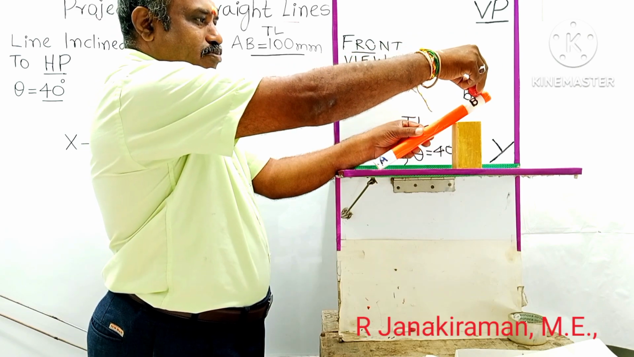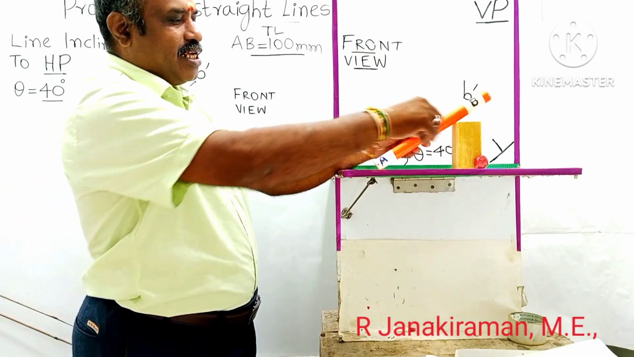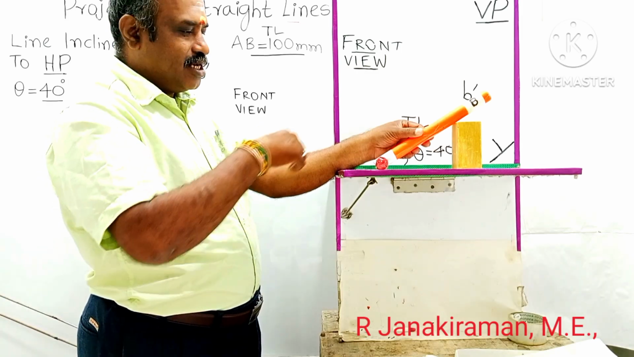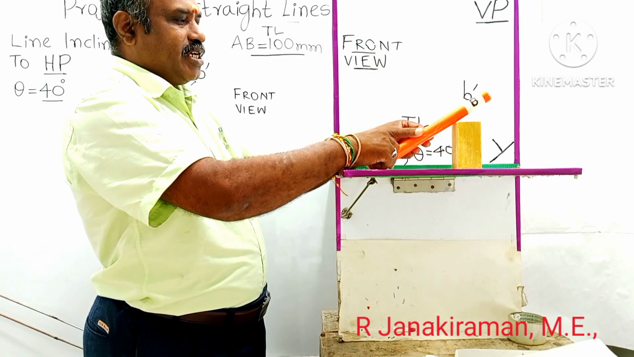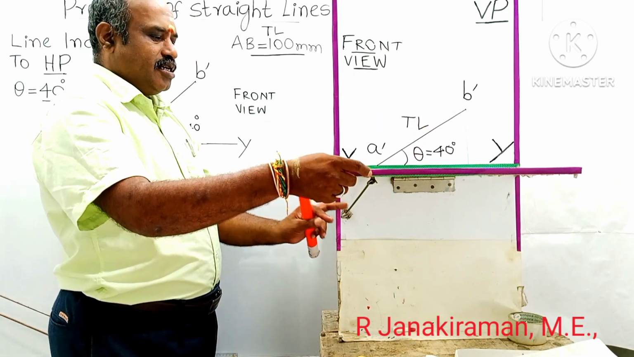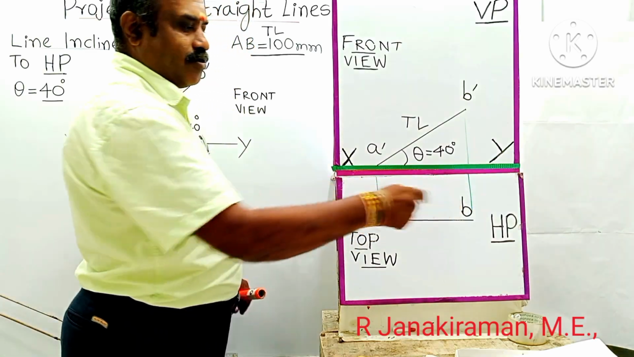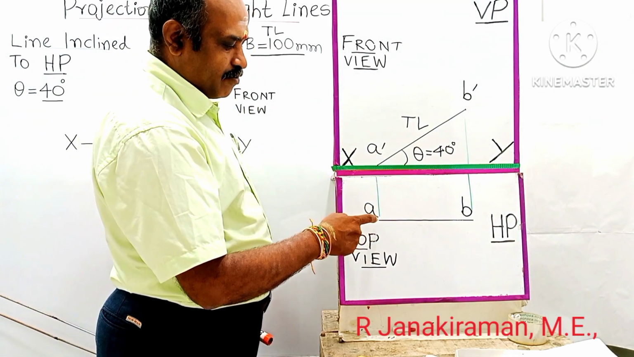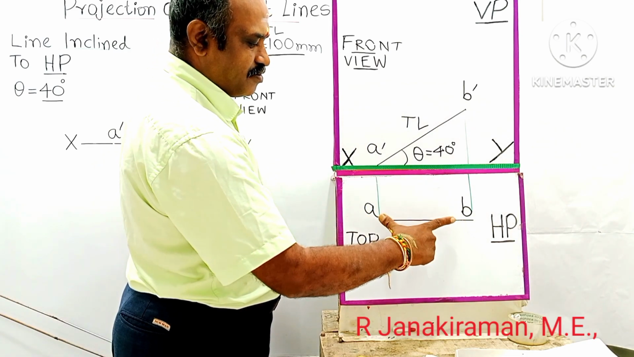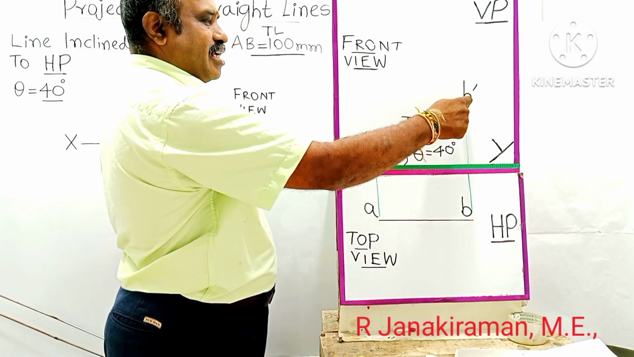The end point B is projected on the horizontal plane, and A, already in contact with the horizontal plane, is also projected on the horizontal plane. After projecting, the horizontal plane alone is rotated clockwise 90 degrees. When we turn 90 degrees, this HP comes below the XY line. The view obtained, the projected points, is called the top view, and will have this much length. This much length is not equal to the real length.